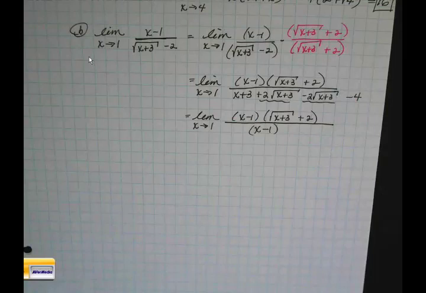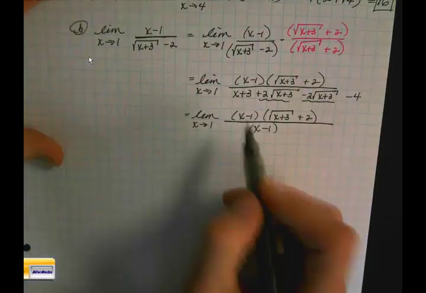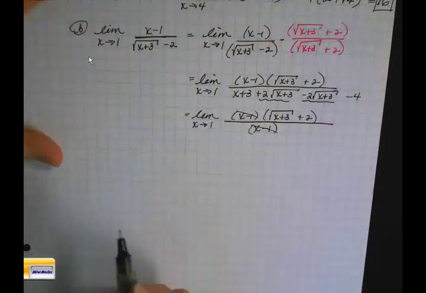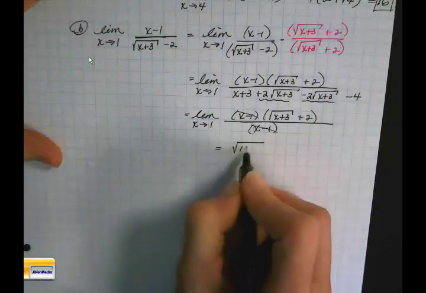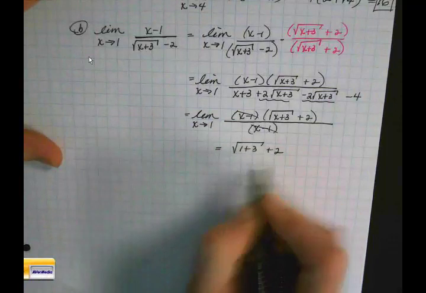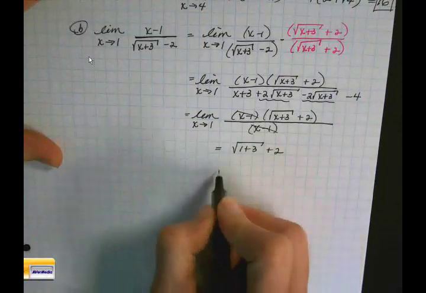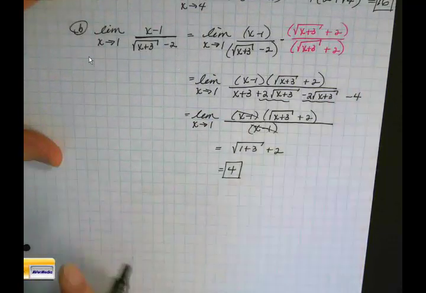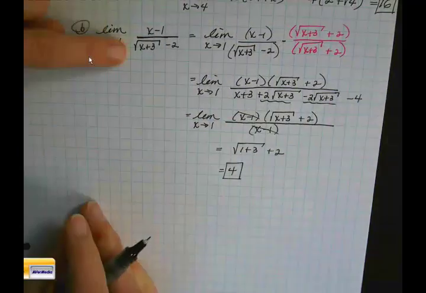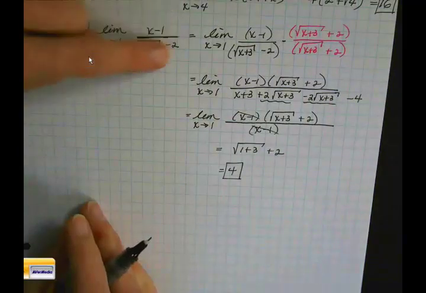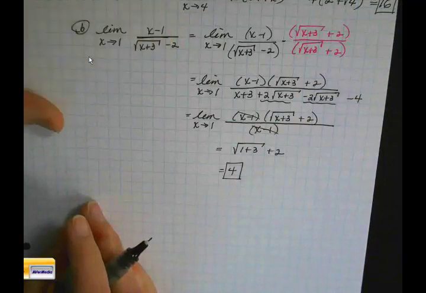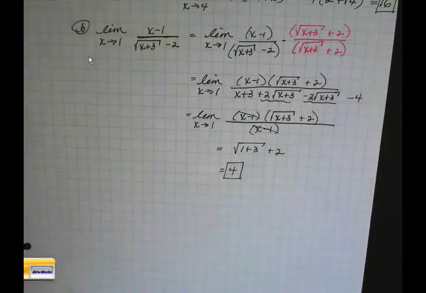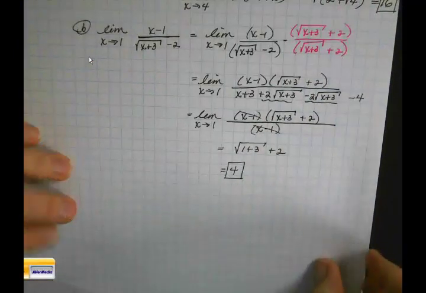And they do try to write these questions so that this will happen. These will now cancel. And can I use direct substitution? Yes, I can. So this is 1 plus 3 plus 2, which is the square root of 4, which is 2, plus 2, is 4. Again, I have no idea what this graph looks like. I would not enjoy working with it on a table either. So even though this might not be fun, it gives us a nice result.